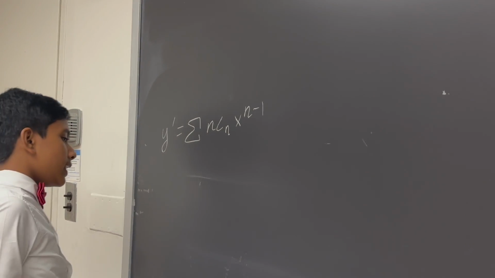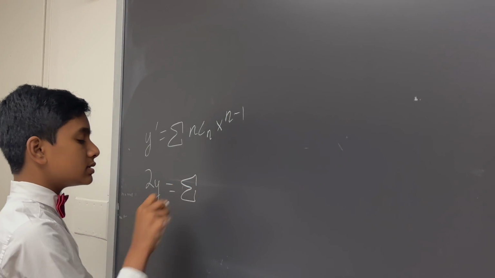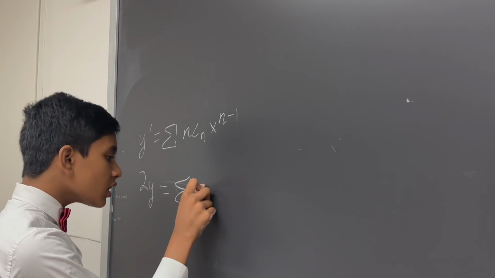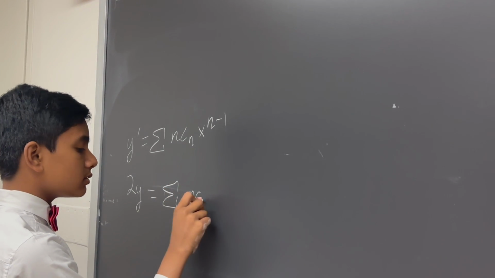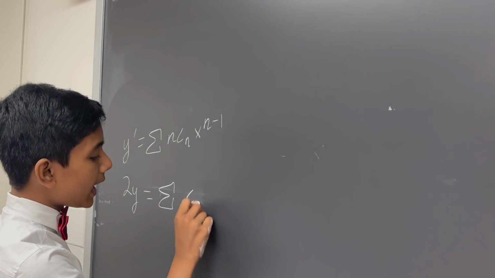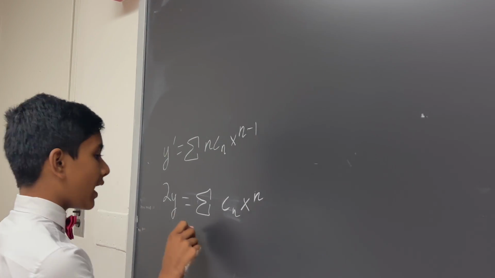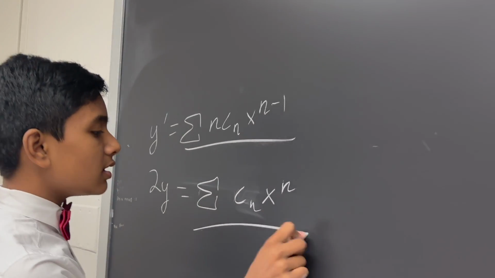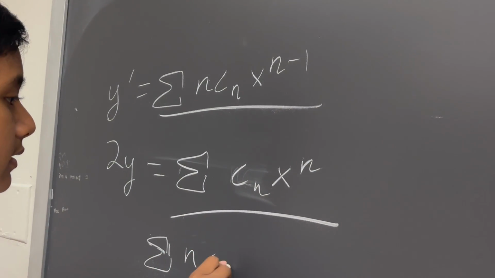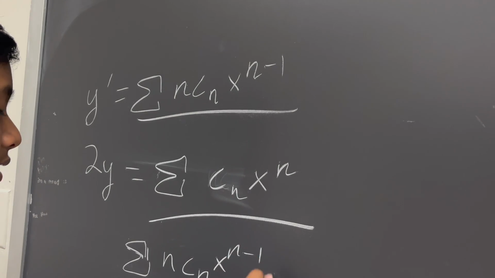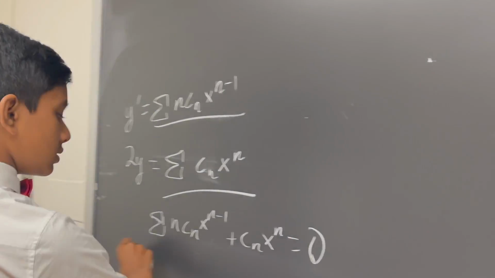All right, and then we have 2y is equal to the sum of 2 Cn x to the n. All right, so now all we have to do is add these guys up. So we get the sum of this plus this has to be equal to 0.